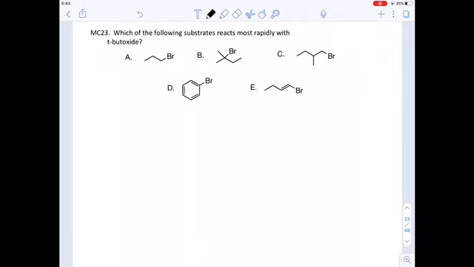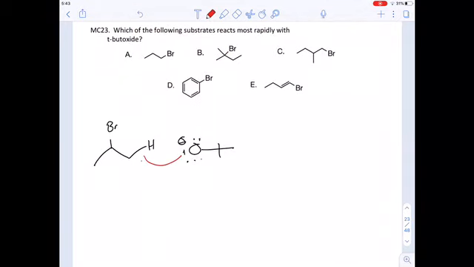Okay, so multiple choice 23 asks, which of the following substances reacts most rapidly with t-butoxide? And when you're thinking about the mechanism of t-butoxide, the big bulky base is going to pull off a terminal hydrogen, and that will create the double bond that will kick out the Br. So you need to have a terminal hydrogen for t-butoxide to work properly. So keeping that in mind, you're going to want to look for the answer choice that's going to give you a terminal hydrogen that will kick off a Br.